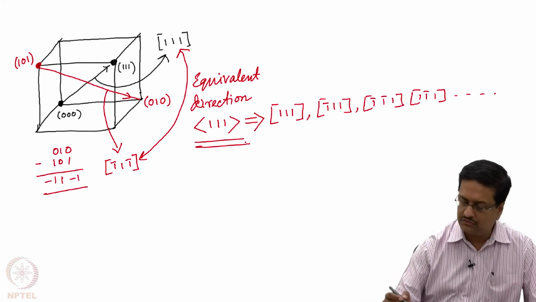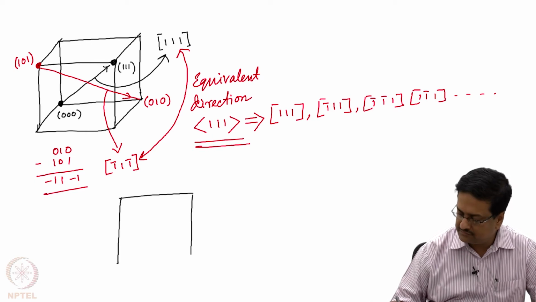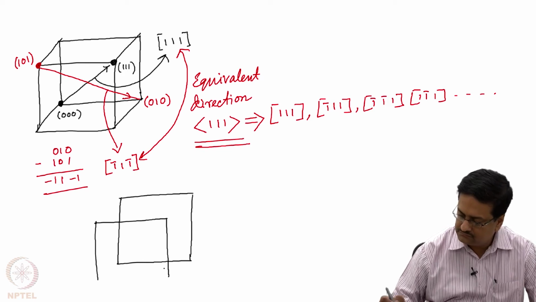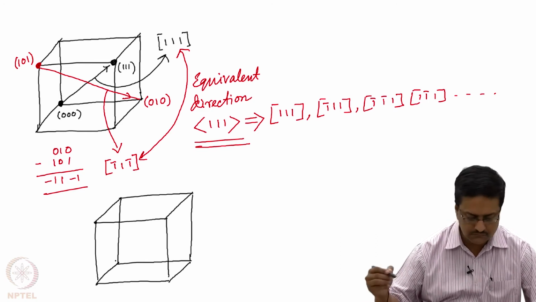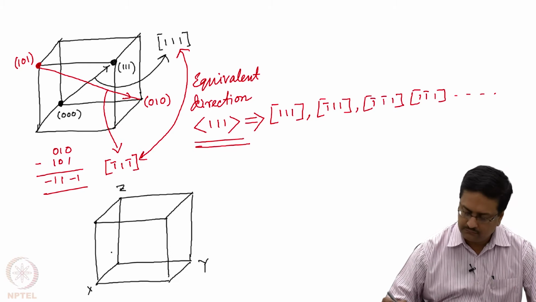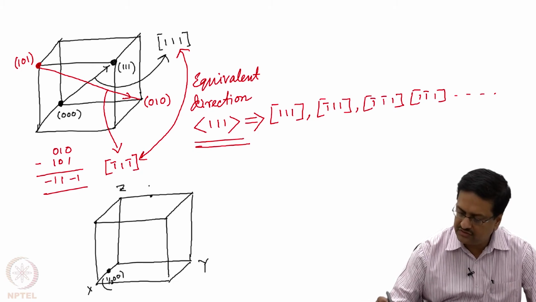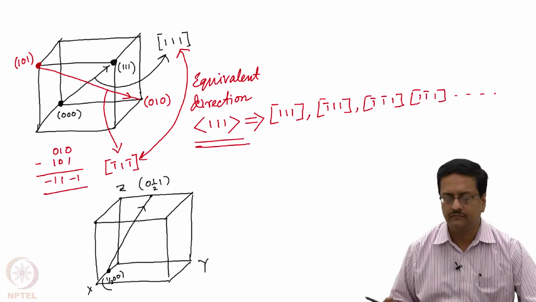The next one that we would like to draw here is a direction with fractional coordinates in it. So, we start from a point which is 0, 0, 0. And we go to another point here, which is 0, 1/2, 1. So, we are trying to find out the Miller indices of that particular direction.